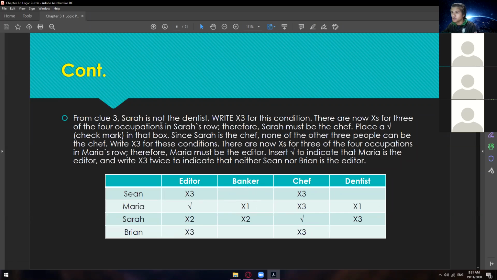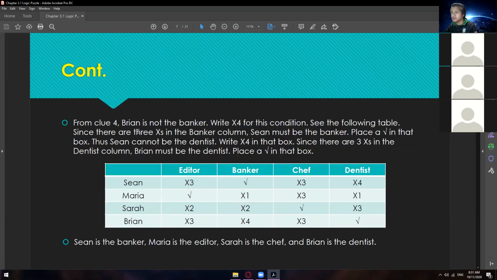Now, going to clue number 4. Okay, from clue number 4, Brian is not the banker. So if Brian is not the banker, just put here X4. Okay. And then since we already know that Brian is not the banker, then the only remaining job for him is being a dentist. So now we know that Brian is a dentist. So we are now sure that Sian is not a dentist. So from here, we could say that Sian now is the banker since it's the only job remaining for him.